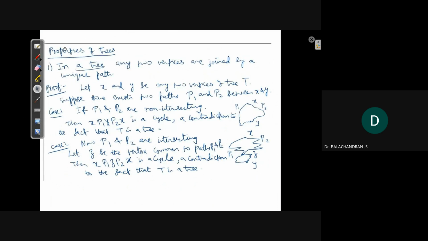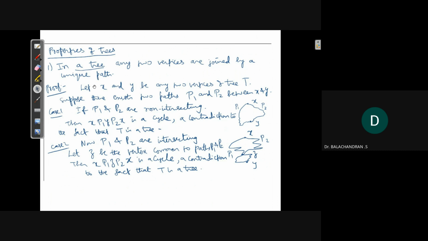So, properties of trees. In this class we will discuss two properties. In the next class we will discuss the remaining properties. In a tree, any two vertices are joined by a unique path. So that is the first property.